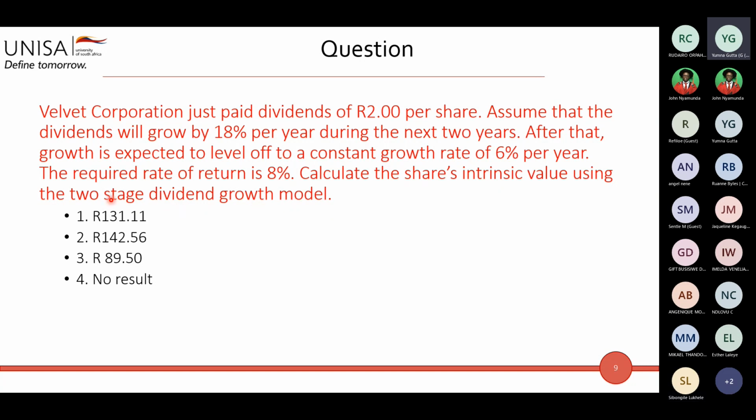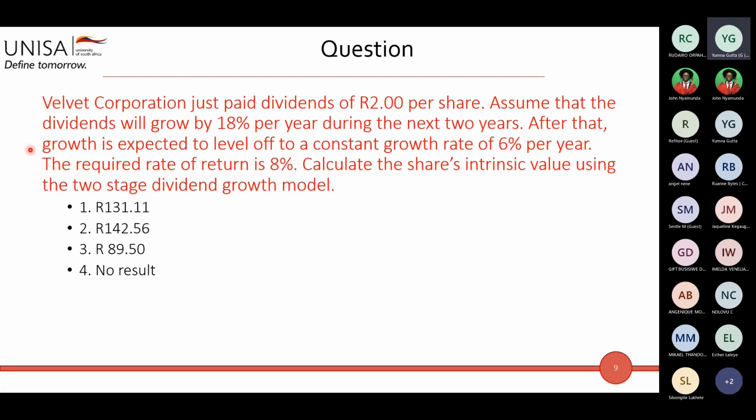So if you can attempt this for me, remember step 1, calculate your dividends. Step 2, calculate your price in year 2. Step 3, bring everything back to year 0. Right? So you're only bringing back 2 years and not 3 like the previous question, right? If you can attempt that for me.